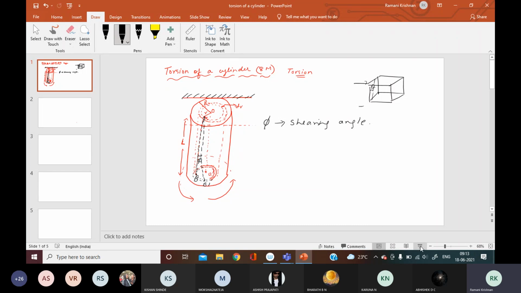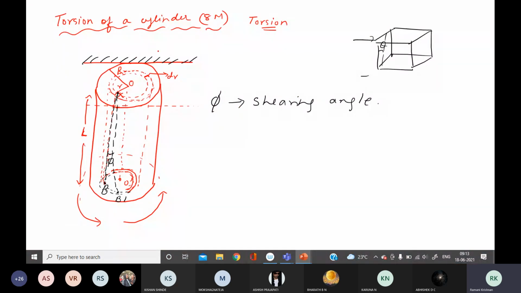Tell me what I said, what I did here. I took a cylinder. When the cylinder is not twisted, the point X in the upper layer is matching with the point B below, the same layer. And when it is twisted, the point B shifts to B dash, and let this angle be phi. Now tell me, what is phi equal to?